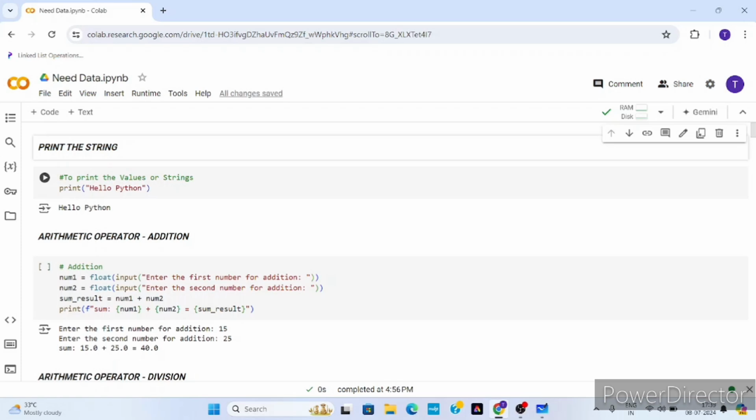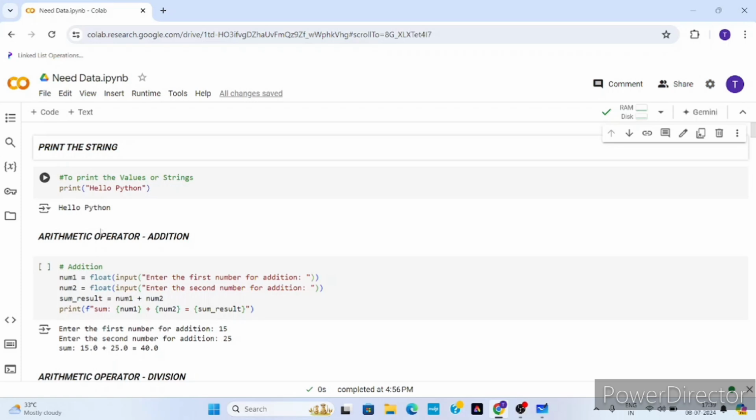If you want to print anything in the output panel, you just enter into the print function, inside single quotes or double quotes or inside any bracket.